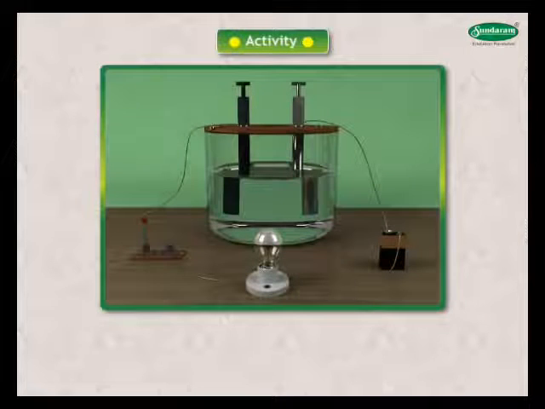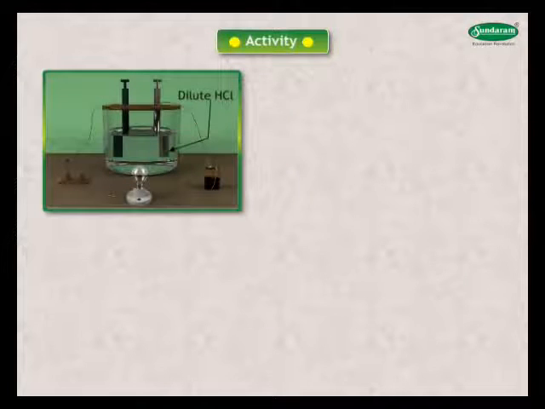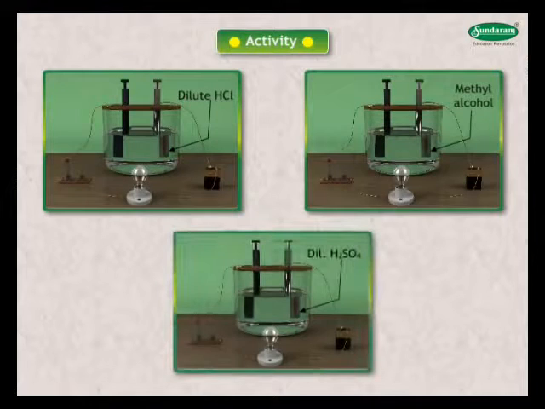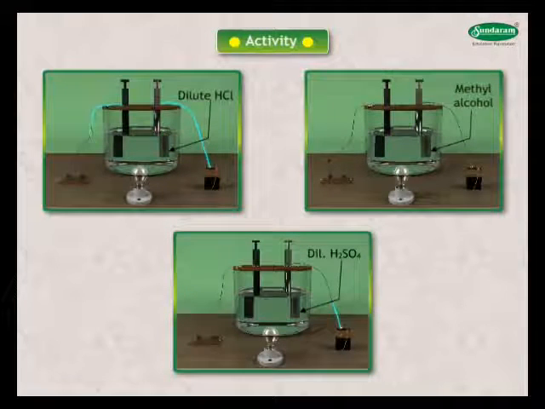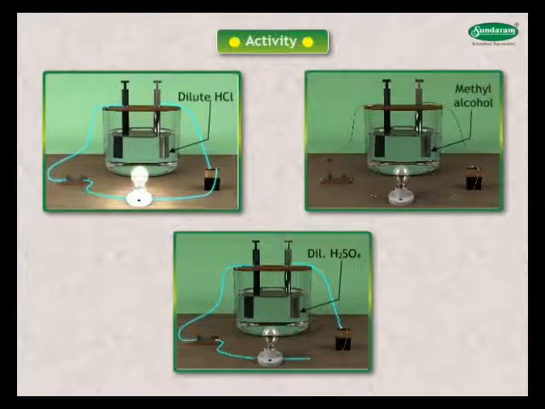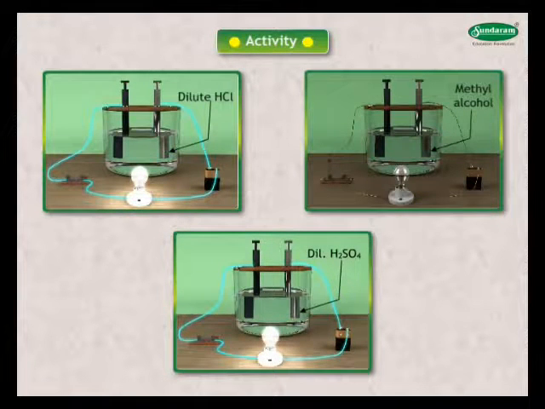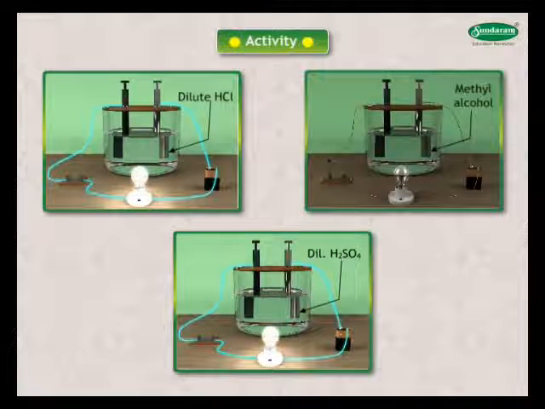Ionization in acids and bases. Activity. Take 25 milliliters of sugar solution in 100 ml beaker. Dip 2 carbon electrodes. Connect the electrodes to 2 terminals of 6-volt battery through a bulb and switch. What do you observe? The bulb does not glow. If you repeat the same experiment with dilute HCl, methyl alcohol, dilute H2SO4, what will happen?